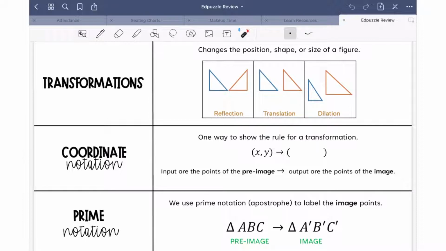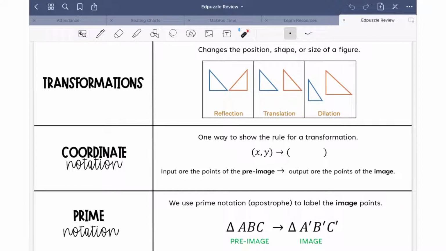And we start with this rule to show the transformation. And the input is the points from the pre-image. Okay, so all the points on the triangles that we have been transforming start with the original points from the original triangle, the pre-image. And then we transform it right here with this arrow, and we have an output. And based on whatever transformation you have, your output is different because we have three different transformations that we've been focusing on. So those are going to be the output points for the image, okay?